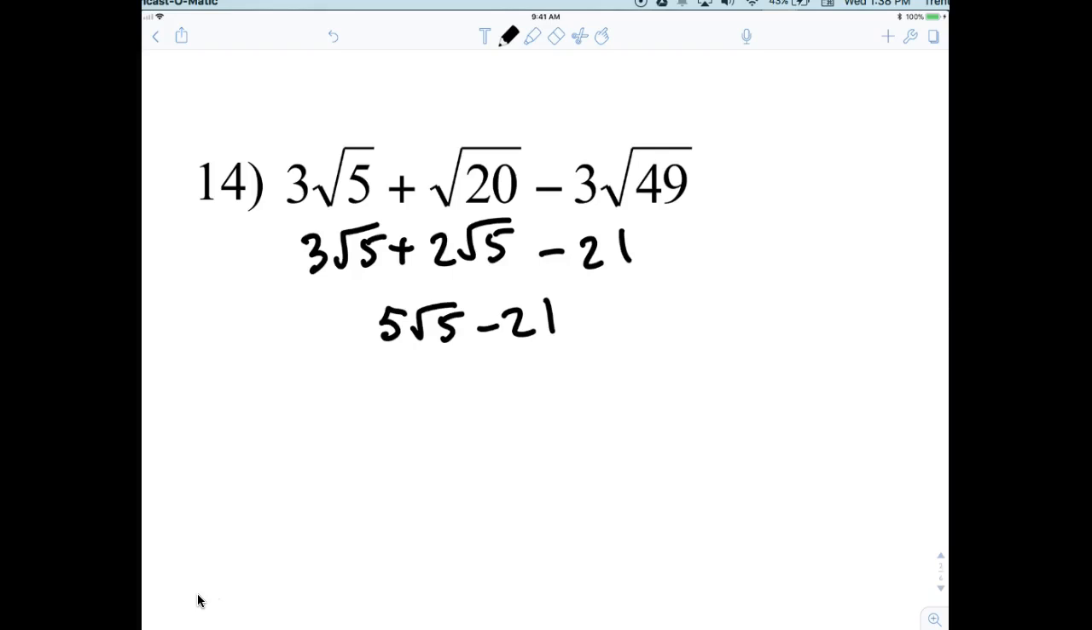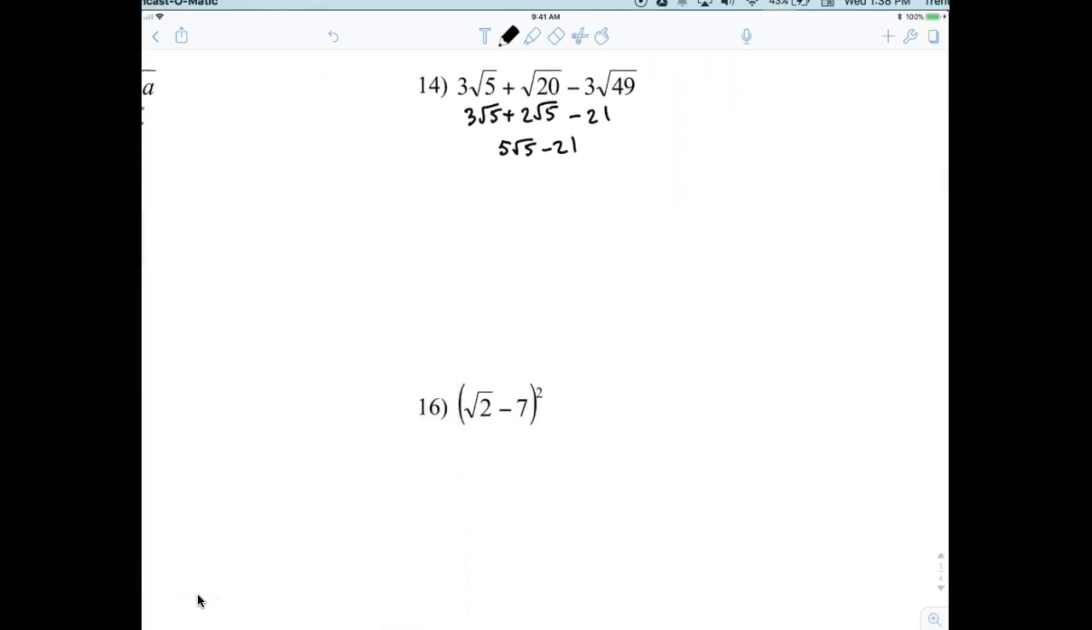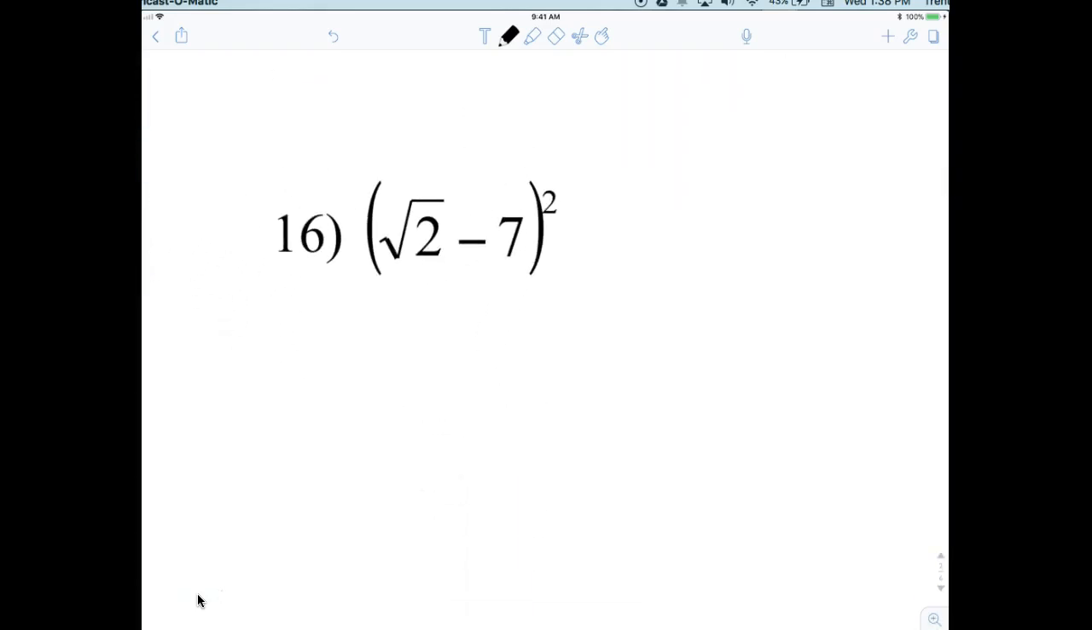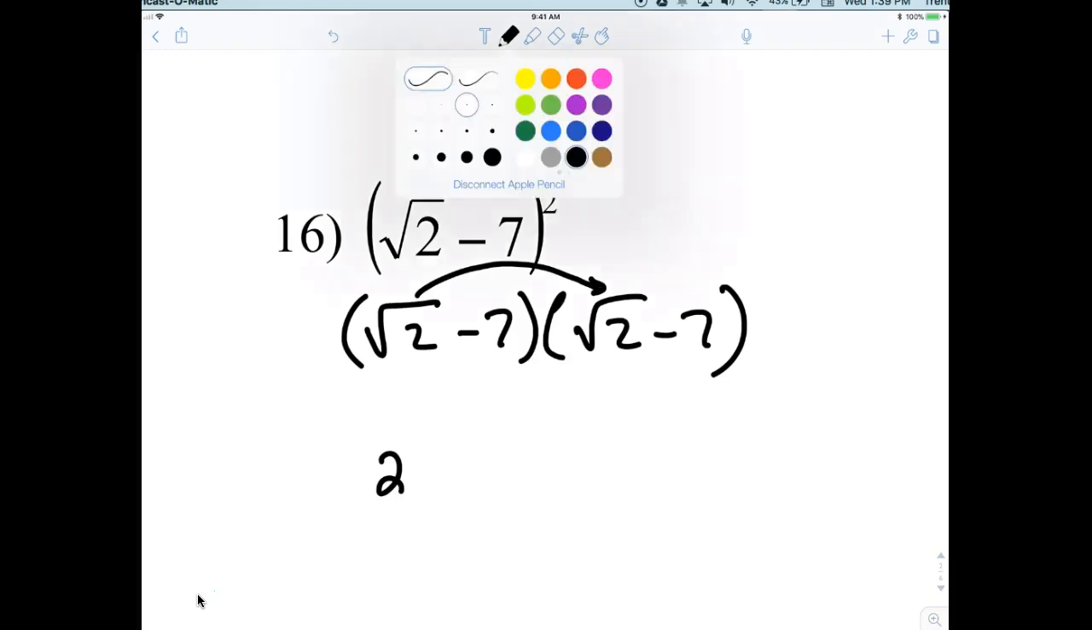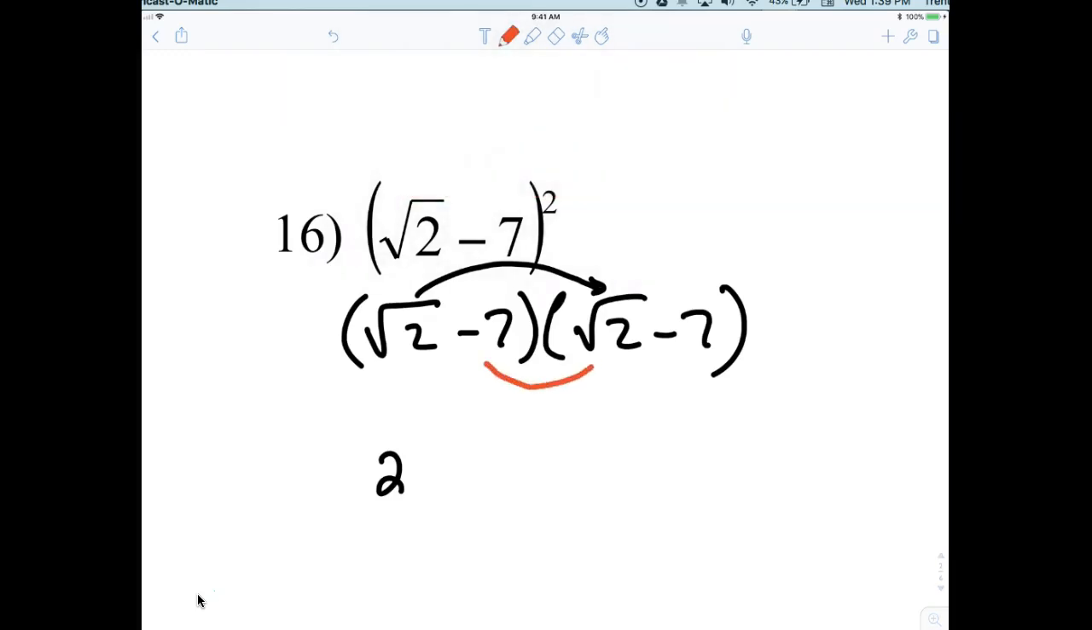Yeah. All right, here we go. Now, this one's a little bit more troubling. So I got the square root of 2 minus 7 times the square root of 2 minus 7. Remember that? You're not just telling me that's 2 minus 49 or 2 plus 49. All right? So what is square root of 2 times square root of 2? 2. Now we do our smiley faces. Hopefully remember.